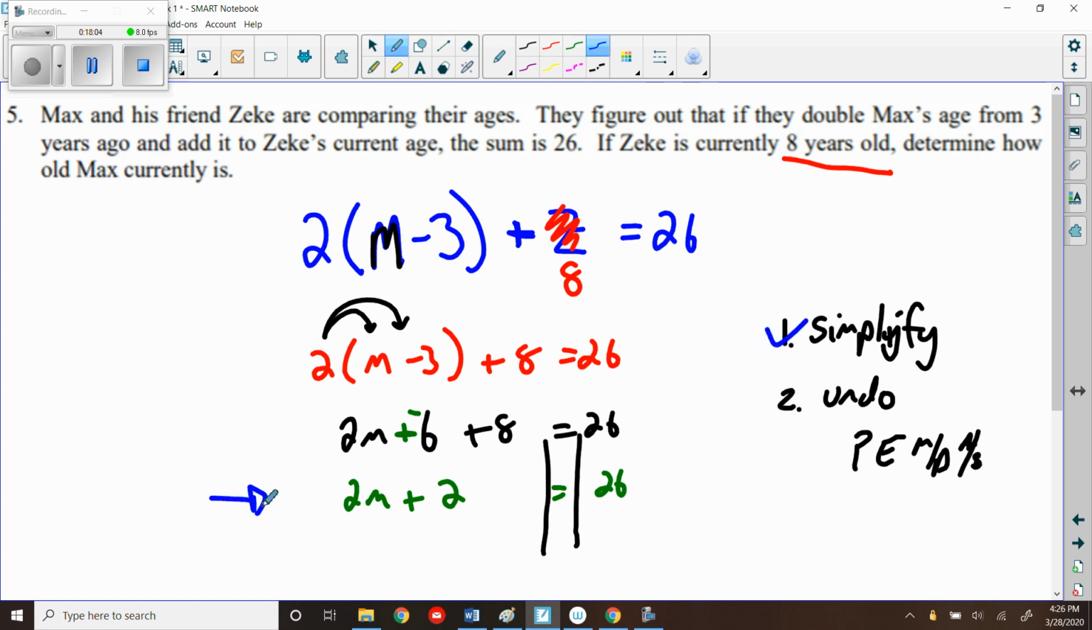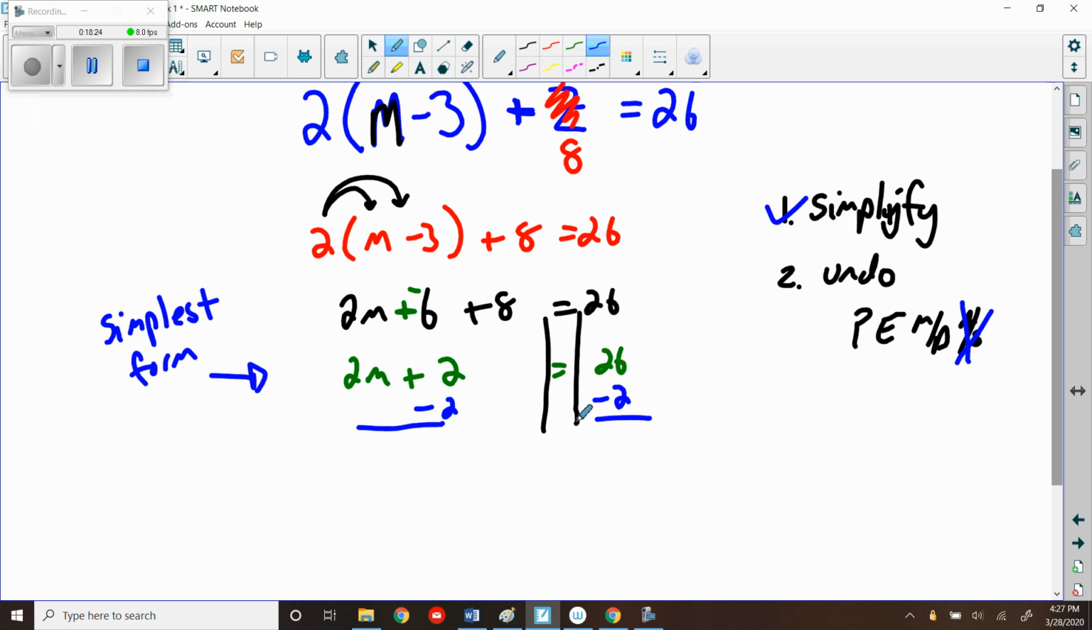In this line, I now have simplest form. All of my like terms have been combined, so all of my simplification is done. And now I'm going to attack my addition subtraction first. The opposite of plus 2 is minus 2. I'll do that to both sides. Maintain balance of my equation. 2 minus 2 is 0, and 2m plus 0 gives me 2m. 26 minus 2 is 24.